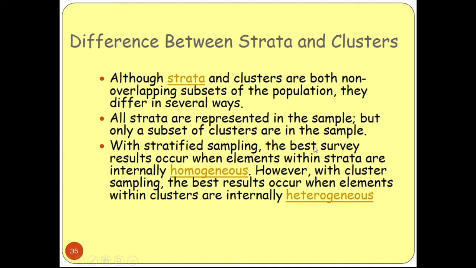So strata means what? Strata means all the samples can be there. Okay, all the values can be there. But when we are talking about clusters, here we are taking a subset of the sample. So a subset of clusters are in the sample. Okay, so that is the difference. That means strata can have all the data.